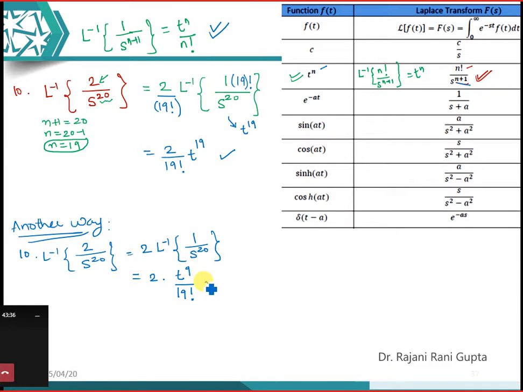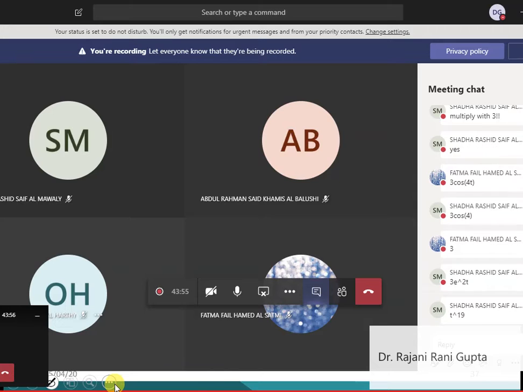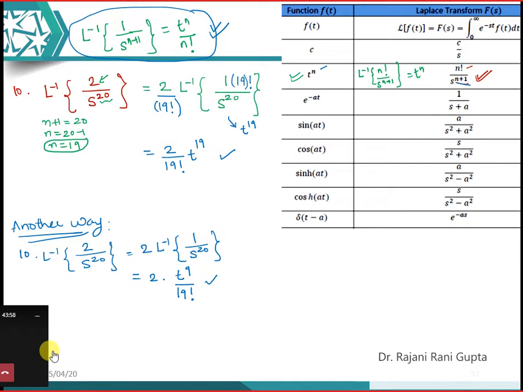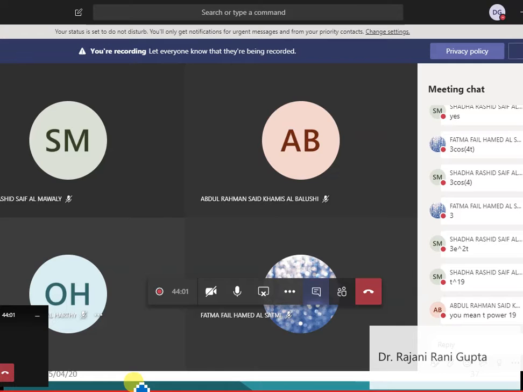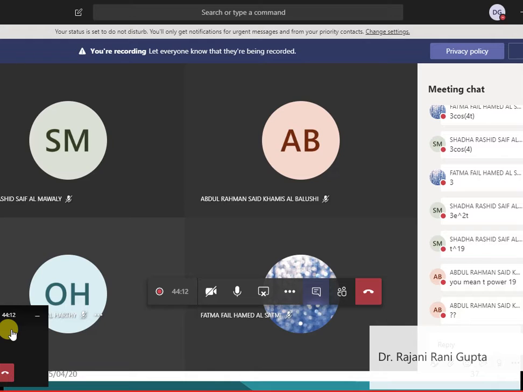So see, you are getting the same answers if you work this way. You can use any way, you will end up with the same answer. Is this clear? Because if it is clear, then only I will move to the next question. Yeah, I mean t to the power 19. Sorry, I mentioned 9. It should be 19. Now I corrected it.